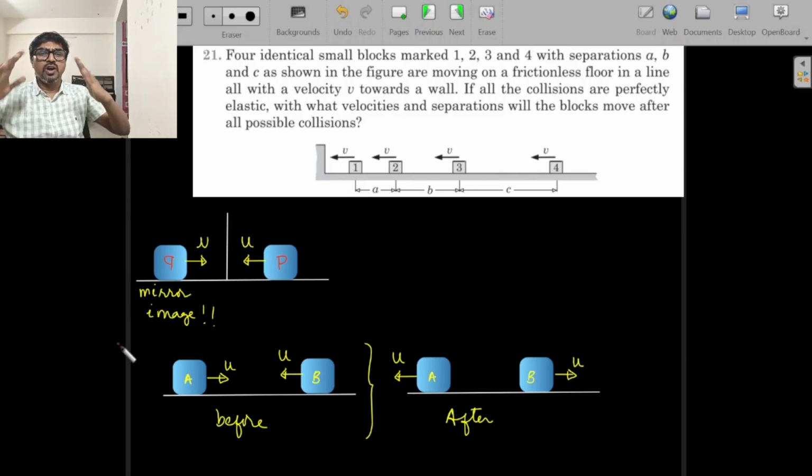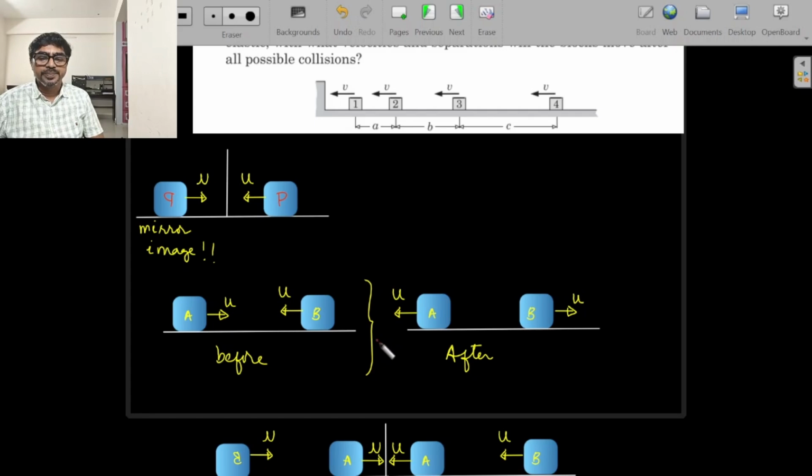It's the same idea as when waves are going in opposite directions, they just pass through each other. Similarly, you can imagine that these two blocks are just passing through each other. In reality, they are not passing, they are colliding and rebounding. But finally, the situation would look like that. That way you can imagine as if they are passing through each other.